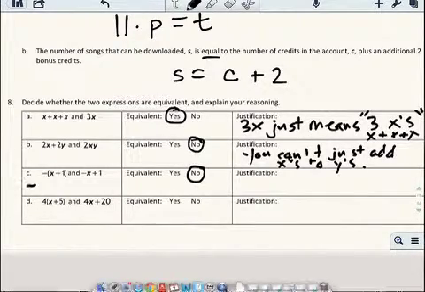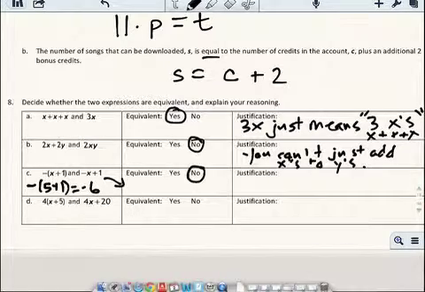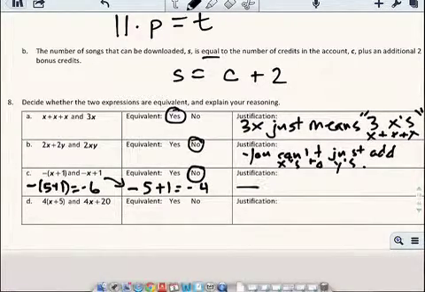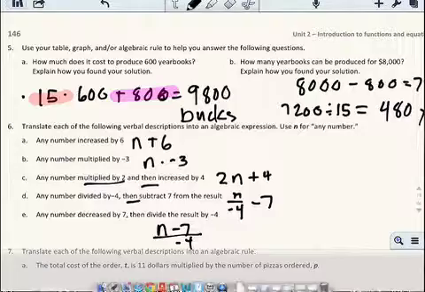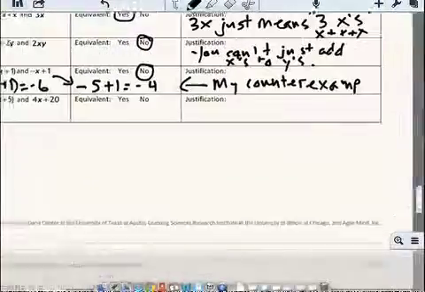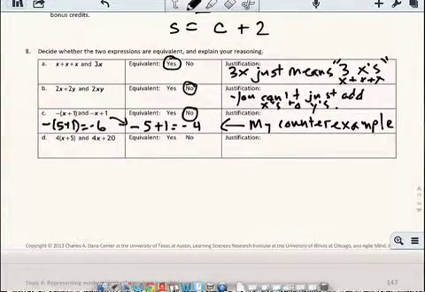I'm going to use an example. Negative 5 plus 1. Negative 5 plus 1 is negative 4. Now, if I use the same value for X, if they're equivalent, they should give the same thing. So negative 5 plus 1 equals negative 6. It gives a different thing. My counterexample. So for these, when you think that they are not equivalent, you can always just use an example. One example does not prove the case for yes, but one example can prove the case for no.